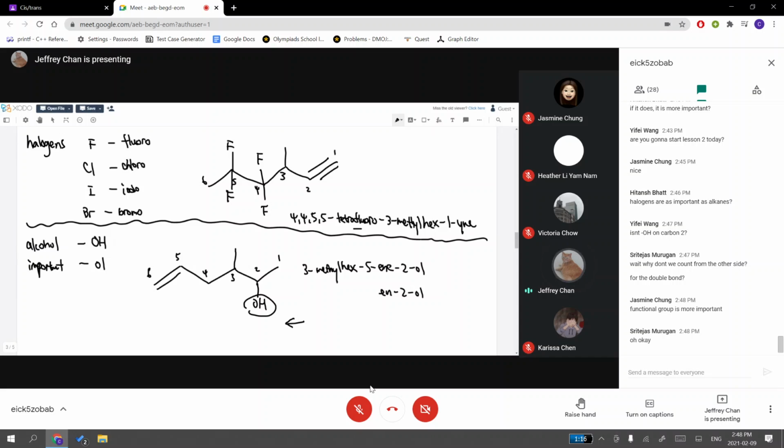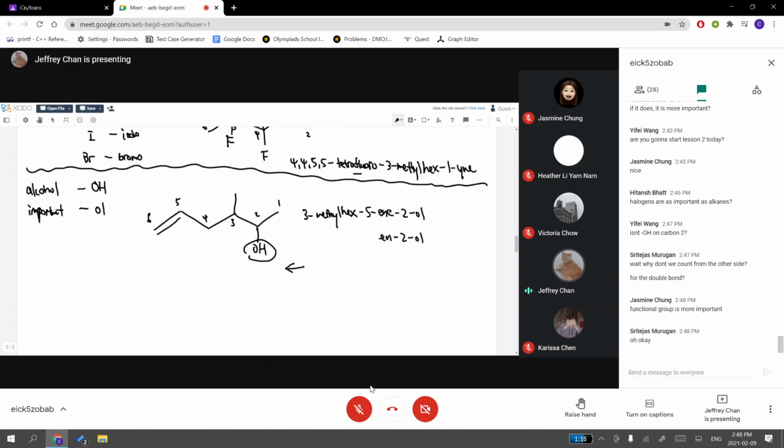Okay? And if you have multiple, well, same idea as before. So let's say this is what happens. There's an OH here. Let's say there's another OH here. Same thing as before, pretty much. 3, 4, 5, 6. This is a hex, 5, 2, 3, diol. Okay, so that's what alcohol looks like.